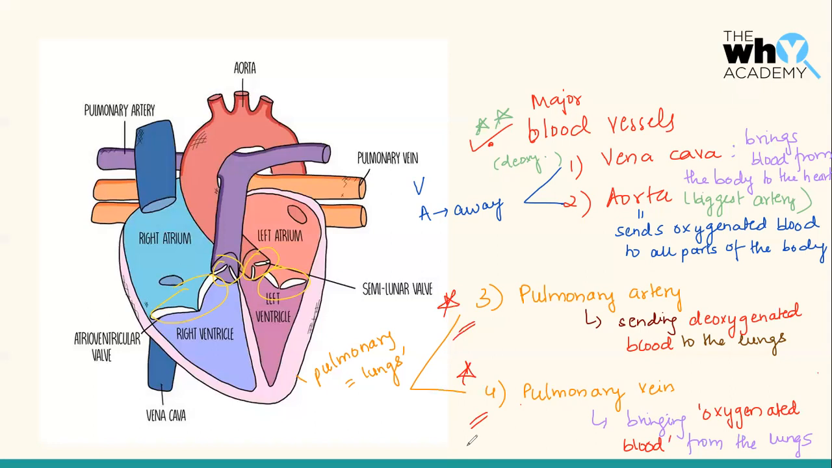So always remember pulmonary has to do with the lungs. So these two are either sending or bringing blood to and from the lungs. Okay. And this is the only artery which sends deoxygenated blood to the lungs, and the pulmonary vein brings oxygenated blood from the lungs.